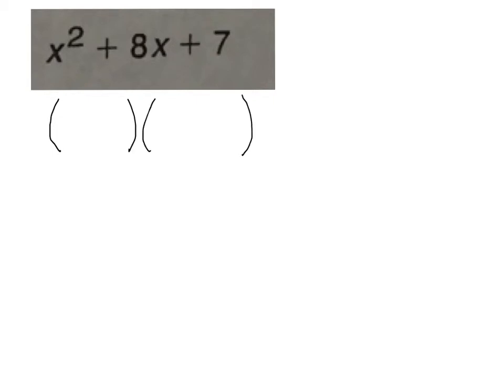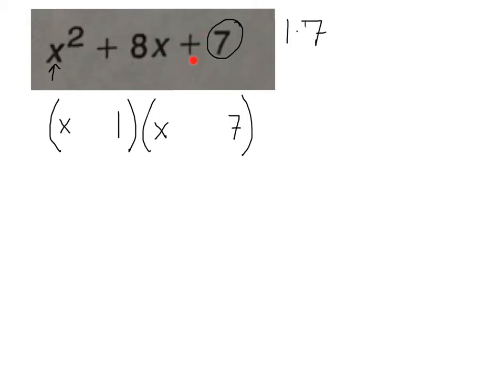Now we know that the first term of each binomial must multiply to give us x squared, right? So I'm going to put an x here and an x here because I know x times x is x squared, correct? And then I write all my factors of 7 because I know the second term in each binomial must multiply to give me the 7. Well, the only factors of 7 are 1 times 7, right? So I'm going to put a 1 here and a 7 here because I know that 1 times 7 gives me 7 and 1 plus 7 gives me 8, right?